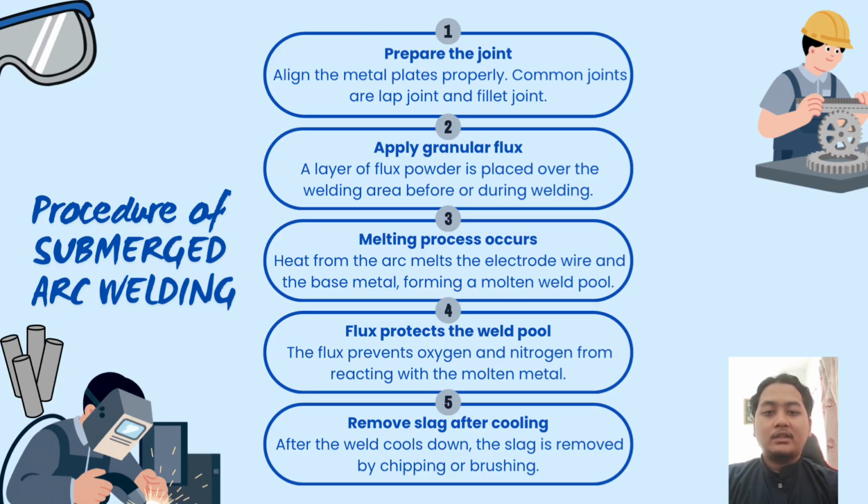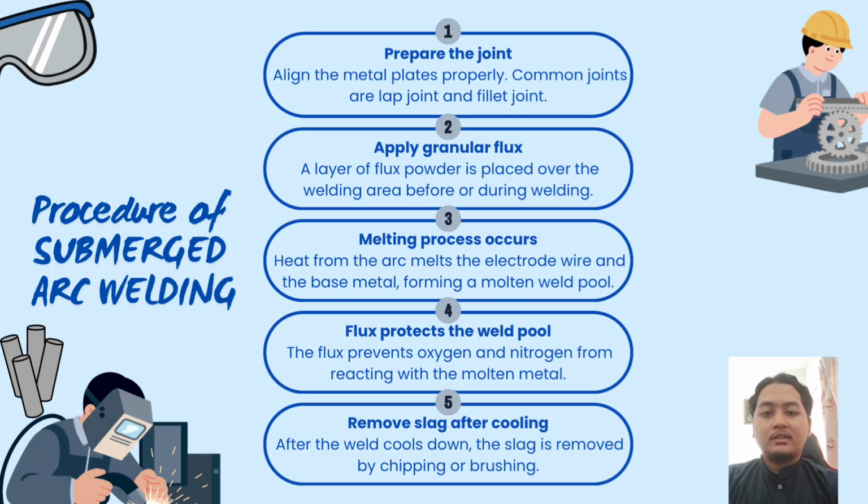The fourth step is flux protection. The flux protects the molten weld pool from oxygen and nitrogen in the surrounding air. This is important because air contamination can cause defects such as porosity, cracks, or weak weld. The flux also helps produce a smoother and cleaner weld surface.